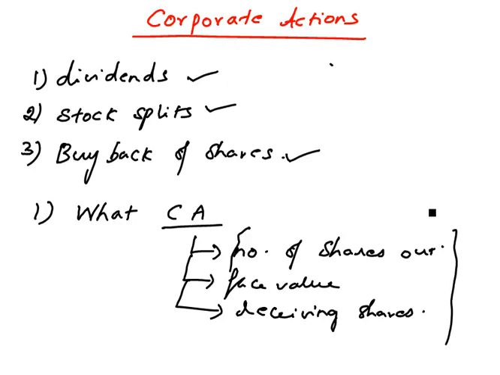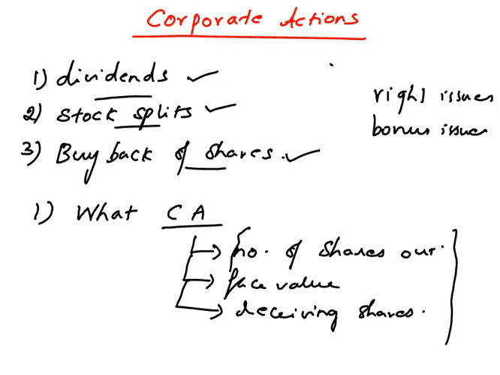So corporate actions are typically agreed by a company's board of directors and are authorized by the shareholders. Some of the main examples of corporate actions are dividends, stock splits, and then the buyback of shares, even rights issues, which we already discussed in the previous videos, and also the bonus issues. This also we discussed. So these are some of the examples of corporate actions.